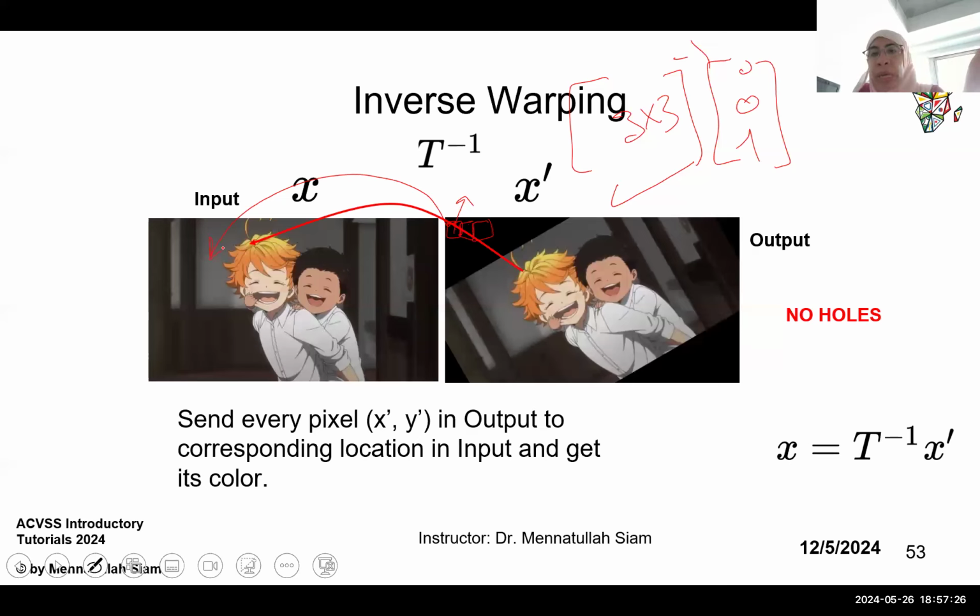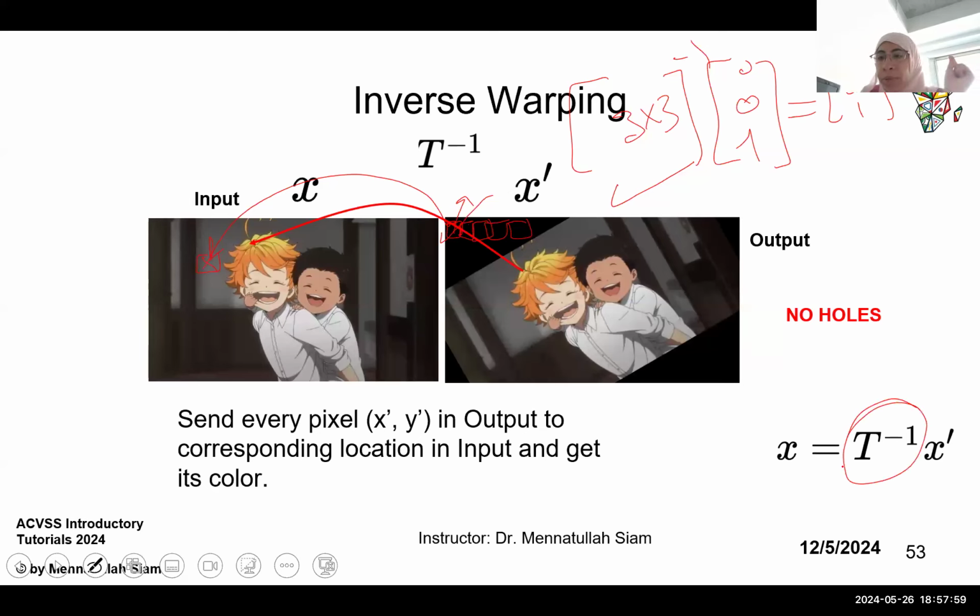There's no way there will be holes anymore, because you literally go through each pixel in your output and try to map it back to the source image. So let's say I took this 0, 0, 1. After I did the inverse transformation on it, it became 2, 2, 1, again just as an illustration. So I'll go to the 2, 2, 1 pixel, get its color, and fill it here. This is what happens in an inverse warping.